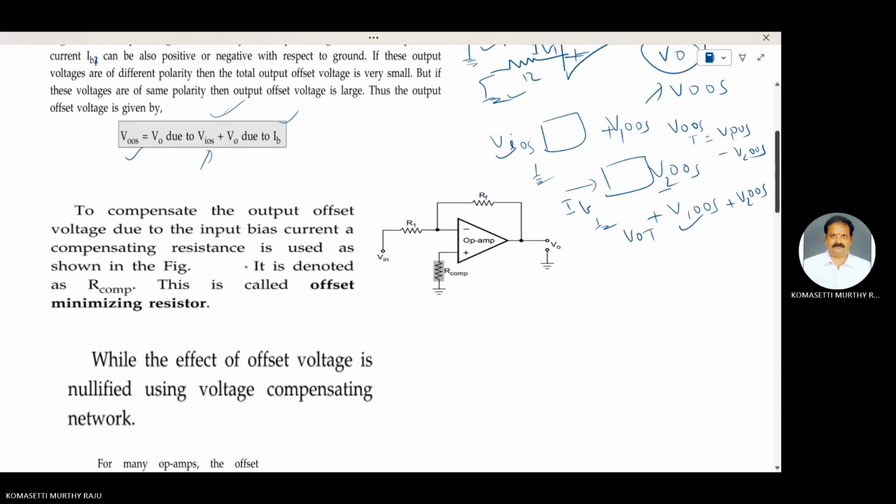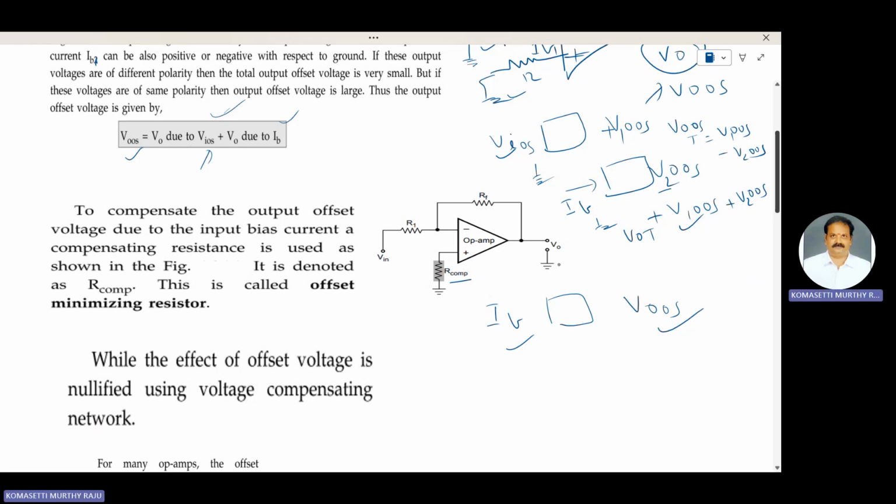First one, compensate the output offset voltage due to input bias current. Due to input bias current, an output offset voltage V naught is produced. To compensate for it, a compensating resistance is used, as shown in the figure. It is denoted as R compensation. This is called the offset minimizing resistor.